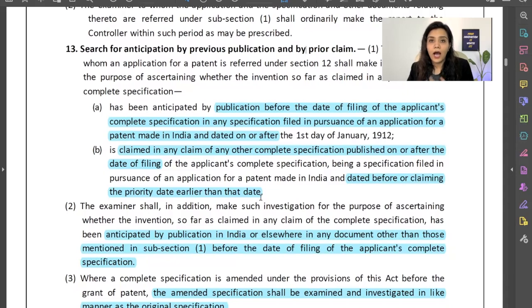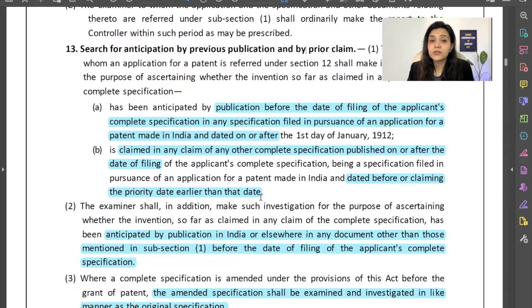For example, I have filed my patent application on 1st April 2023. Then I have another person X who has filed the application on 1st May 2023. So X has filed the application after me. But there may be a situation where X gets into the expedited examination and also publishes the application before me.